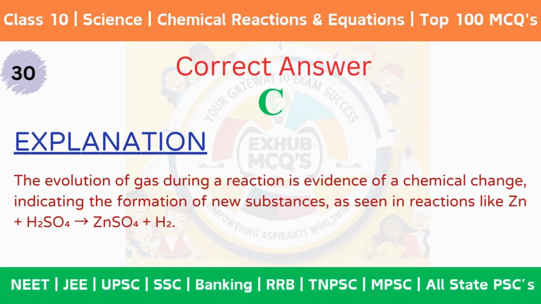The correct answer is option C, formation of a new substance. Explanation: the evolution of gas is evidence of a chemical reaction and indicates the formation of new substances. For example, the reaction between zinc and sulfuric acid produces hydrogen gas.